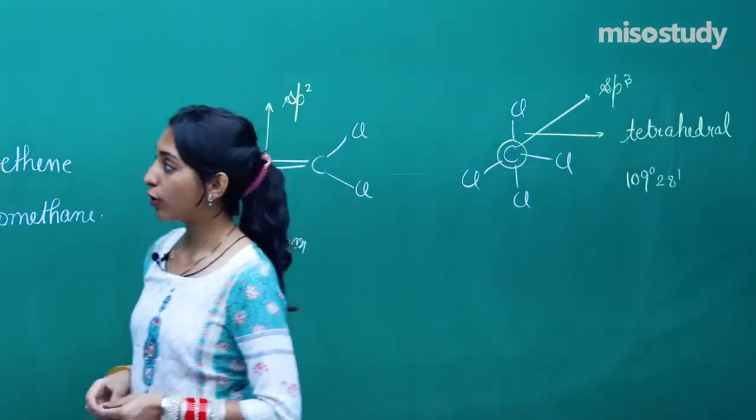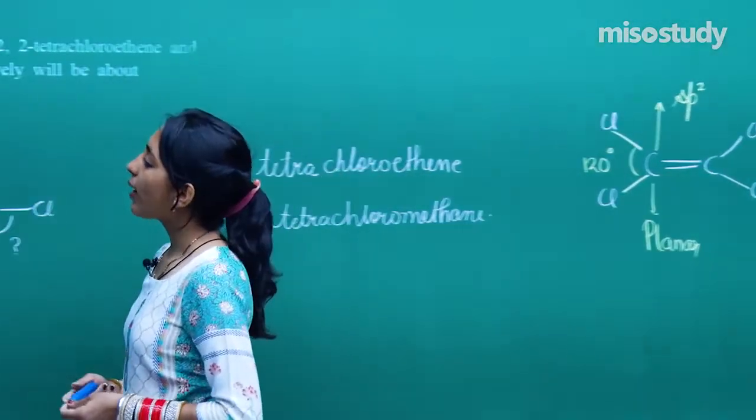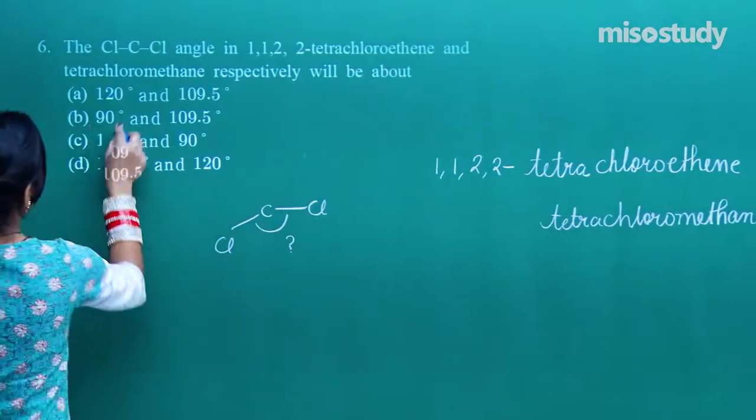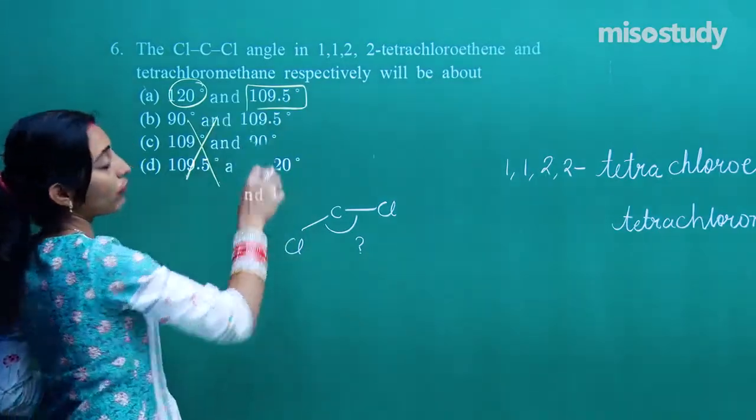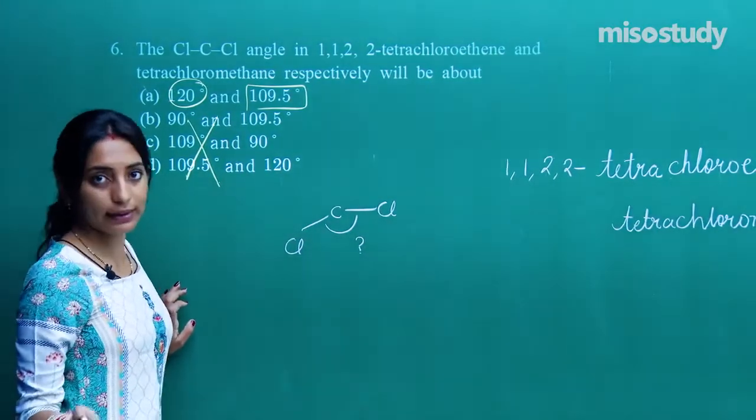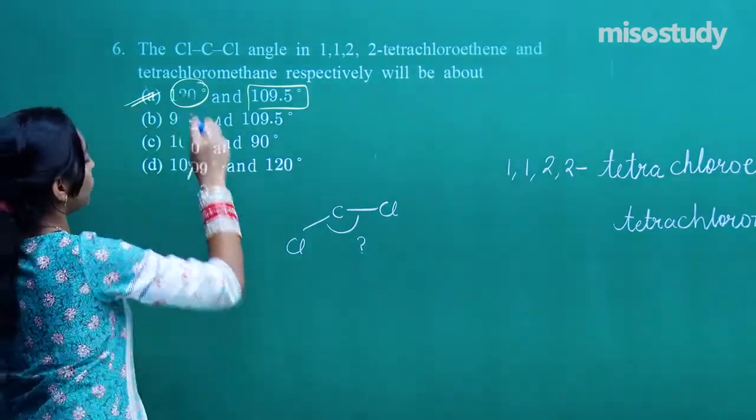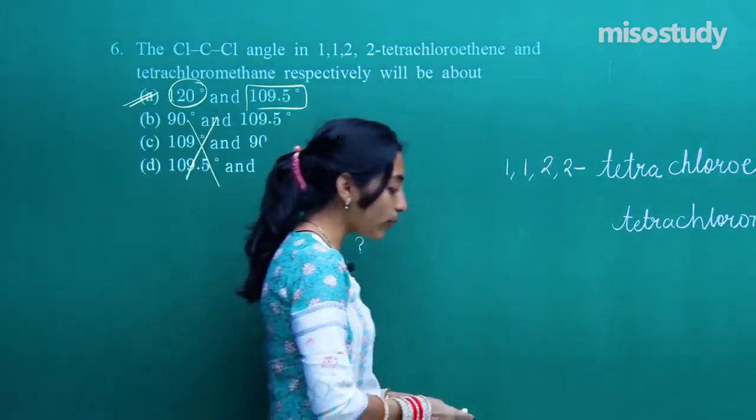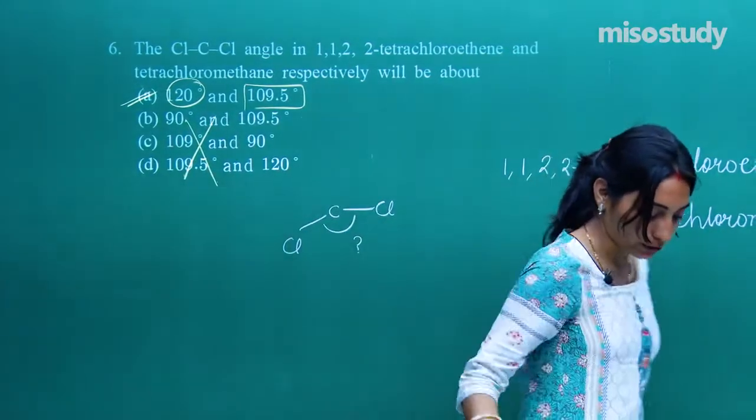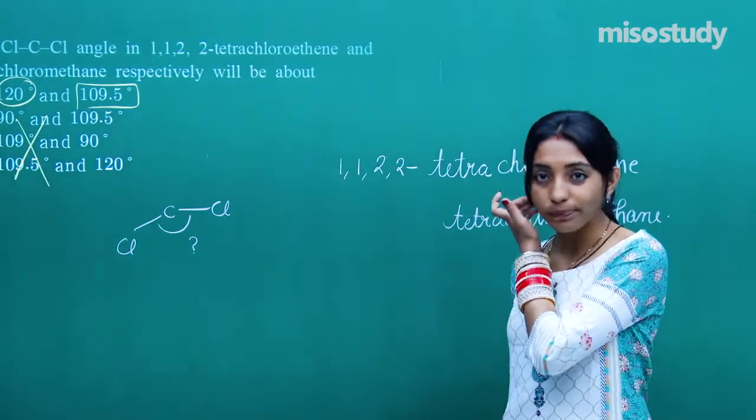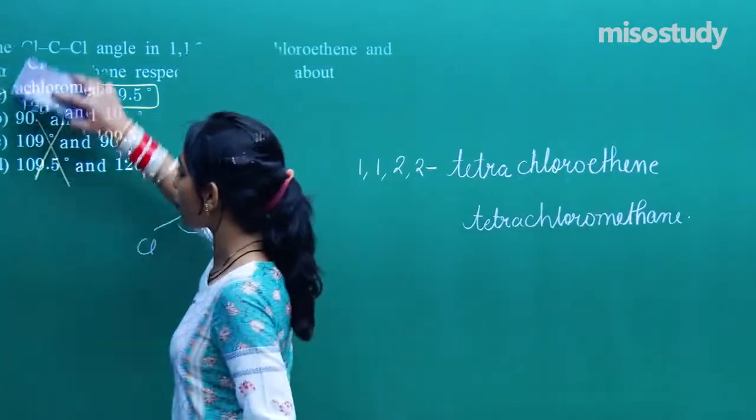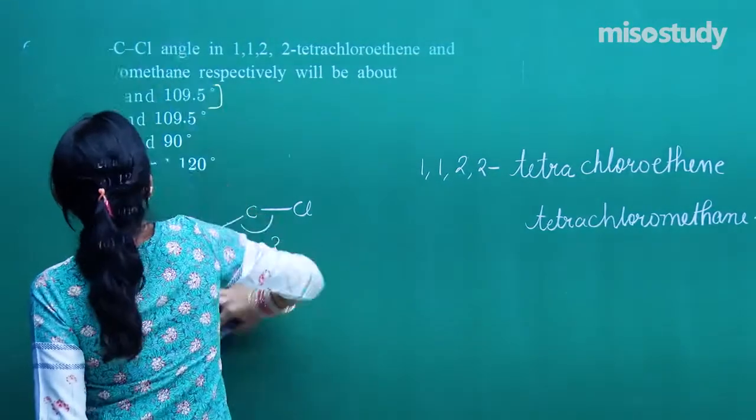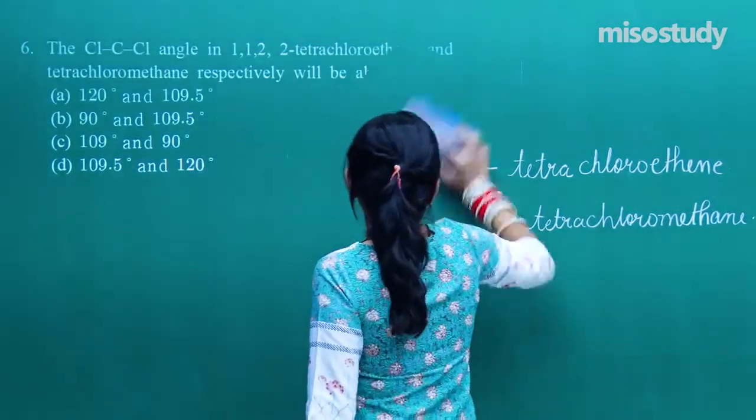Okay, let's look into the options. So we have 120 degree, only one option, none of them is correct, and 109.5 degree is same as 109 degree 28 minutes. So again option number A will be the correct option for this particular question. Clear? I don't think it was a tough question, but yes, it was a good question. Now moving on to the next question.